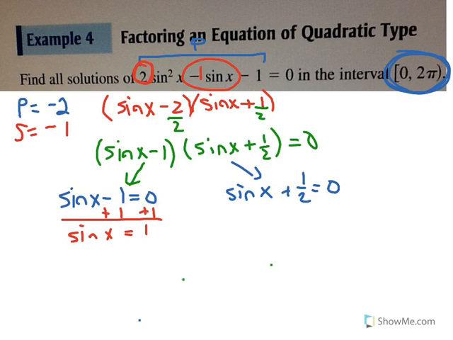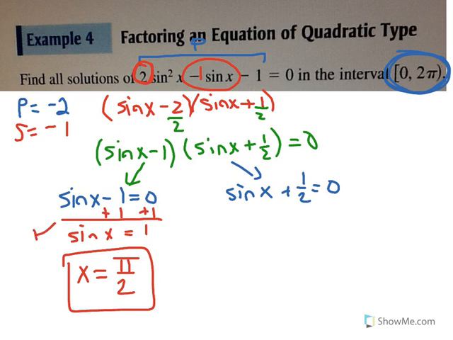And I need to find all of my angles from 0 to 2 pi that make sine equal to 1. And there's only one place that happens, and that is at pi over 2. So that one's done. Go to the other side.